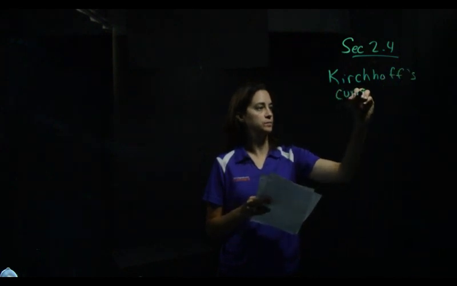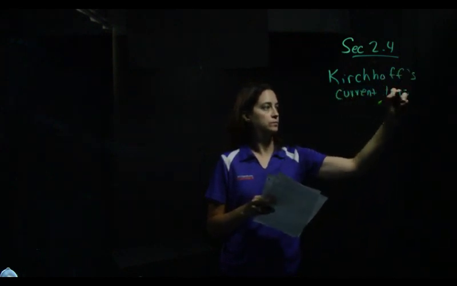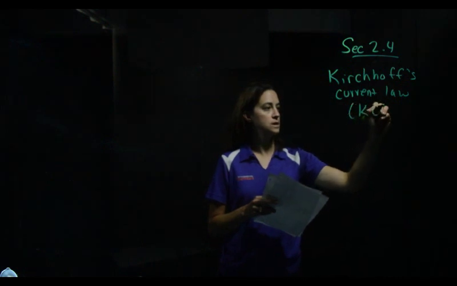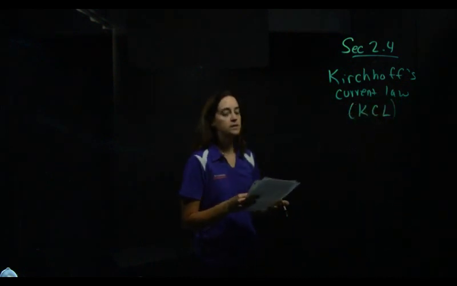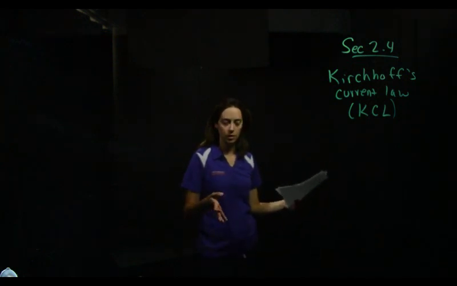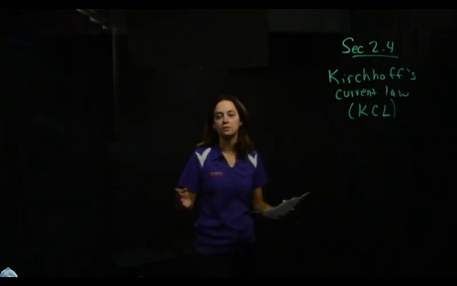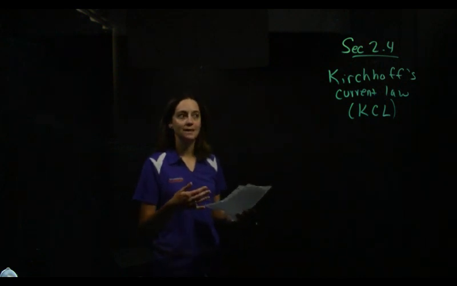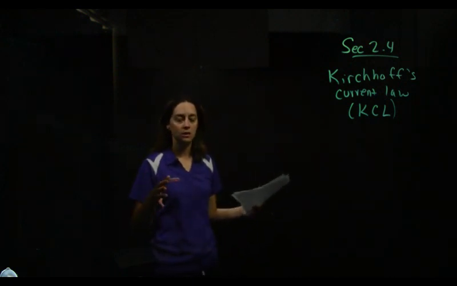current law, KCL. And very simply, it says the sum of the currents entering a node must be equal to the sum of the currents leaving. And that makes sense, right? So if a current is flowing into a node, it's got to go somewhere. It can't just disappear into thin air.